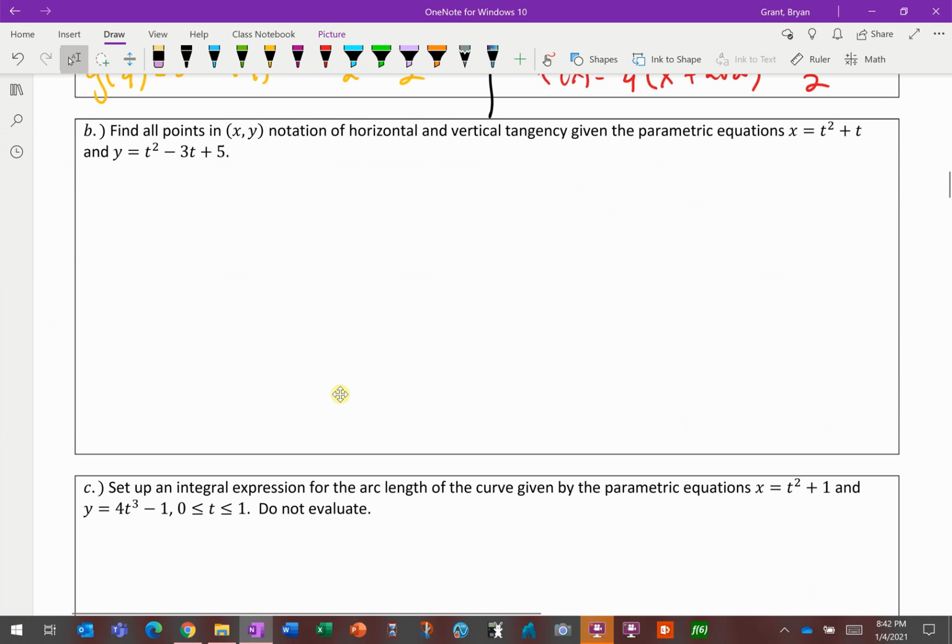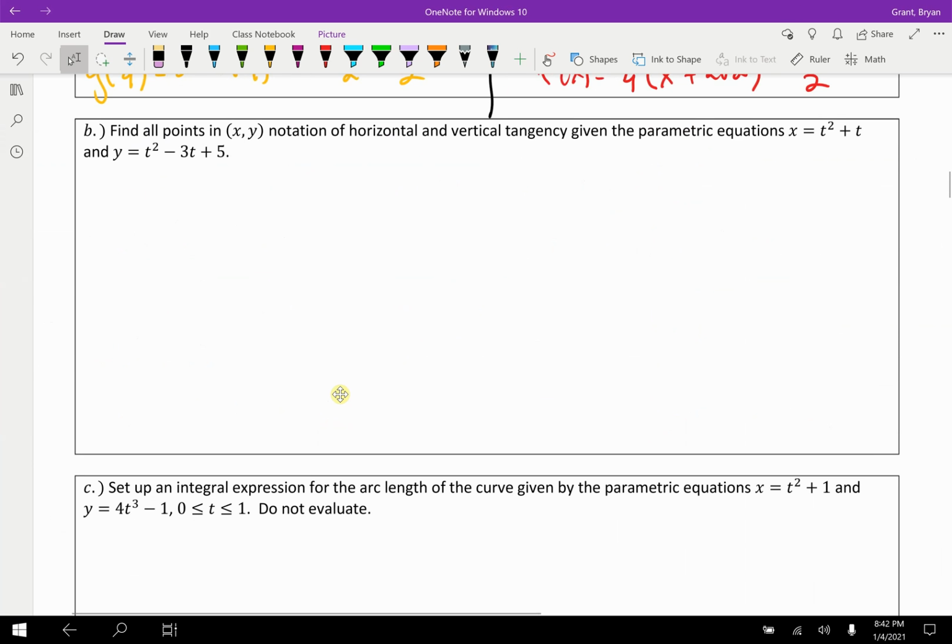All right, second problem actually goes faster. The second problem asks us to find all points of horizontal and vertical tangency given these parametric equations.